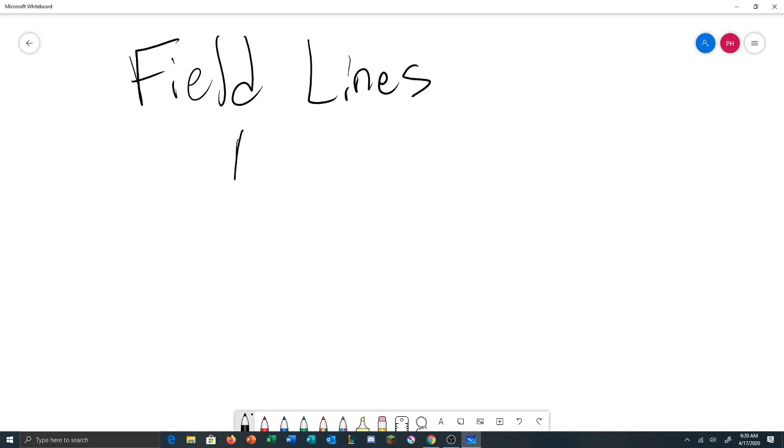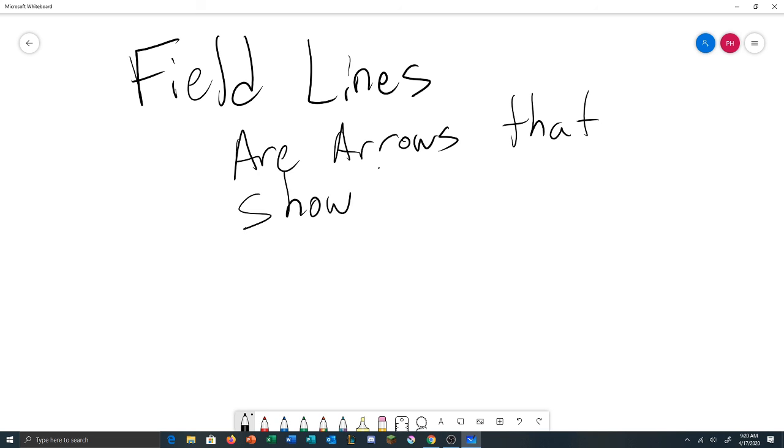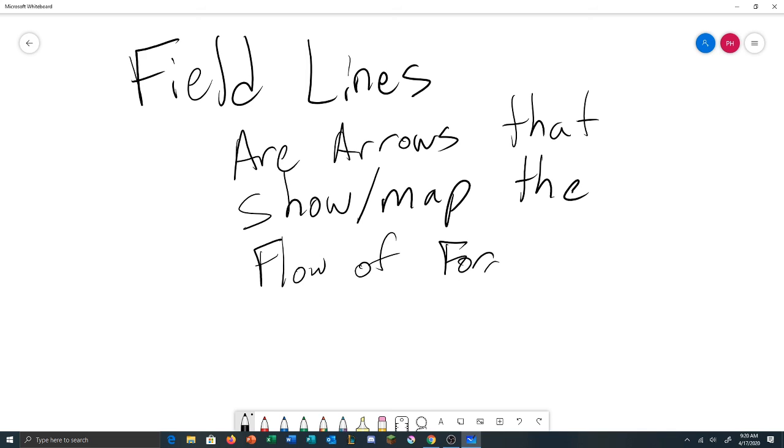Field lines are arrows that show or map the flow of force in a field. Depending on the brightness or darkness of the arrow, the size of the arrow, how many arrows, how close together they are, that's what shows how strong something is. So field lines are those arrows that show it. Fields themselves are the invisible area where the force can be observed.